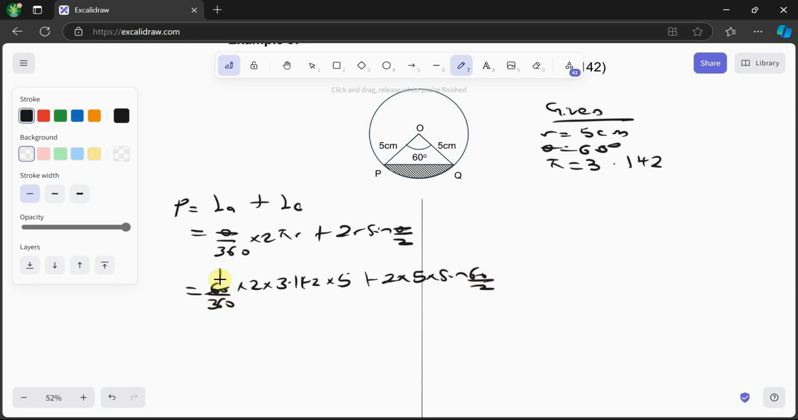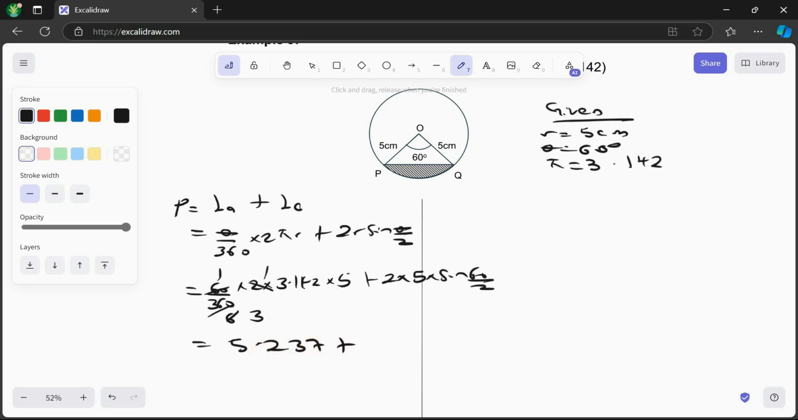So 60 over 360 cancels to 1 over 6, and the 2 cancels, giving 1 over 3. What else can we do? We can't simplify it any further. So 3.142 times 5 divided by 3 will give me 5.237, that's to 3 decimal places.